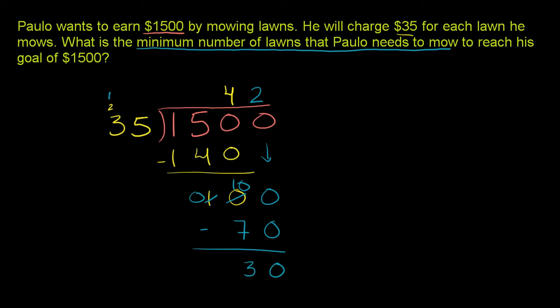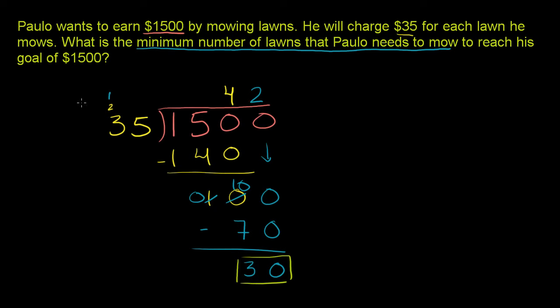So we now know that 35 goes into 1,500 42 times, but there's a remainder of 30. If he mowed 42 lawns, he'd be 30 short of 1,500. 35 times 42 is 30 less than 1,500. It would be 1,470. So in order to make 1,500, he's going to have to go over it. So he's going to have to do one more lawn than this.